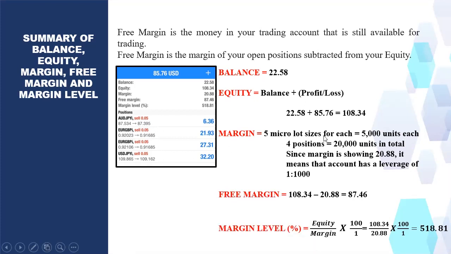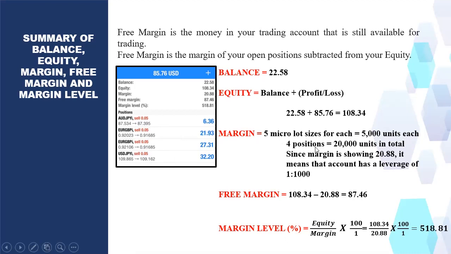Now 5 micro lot sizes for each, and we know that a micro lot size is 1,000 units. So for the 5, it will be 5,000 units each. And the person opened 4 positions, which is 1 for AUD JPY, 2 for Euro GBP, and the last one for USD JPY.